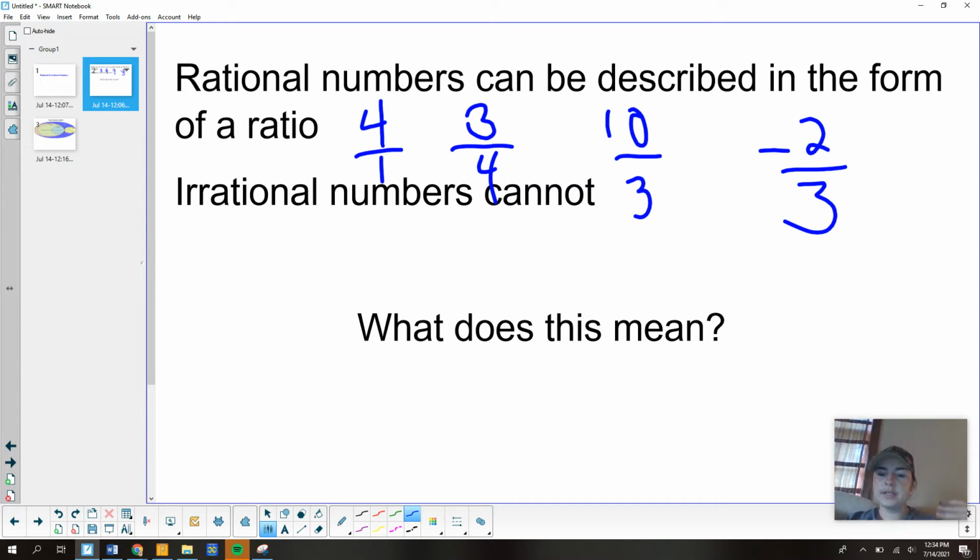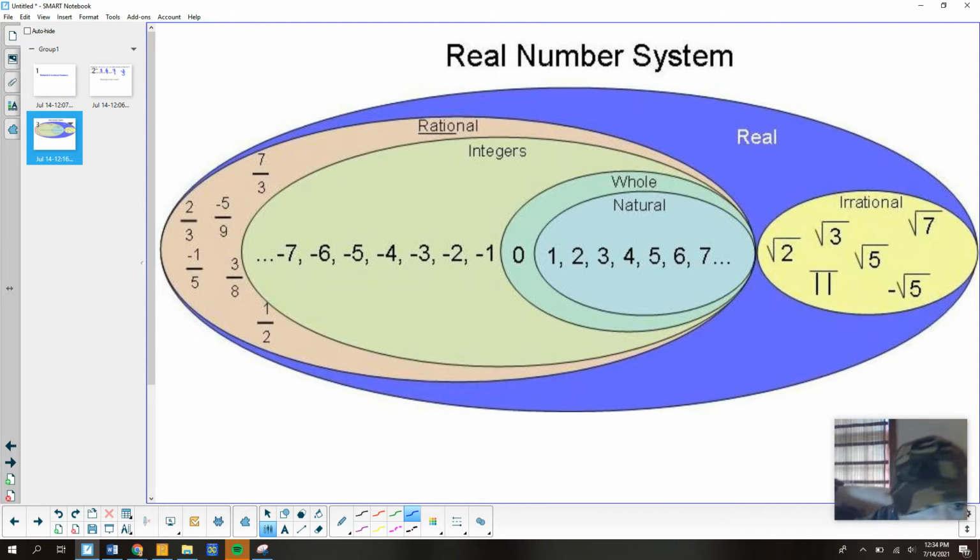An irrational number is a number that cannot be written as a fraction, and you'll see what I mean here in a second. All right, so let's look at this.